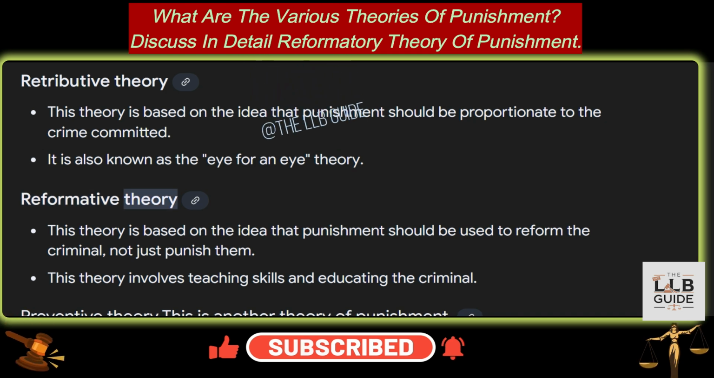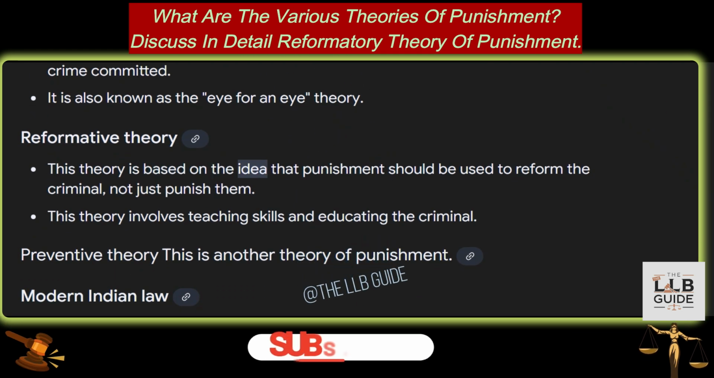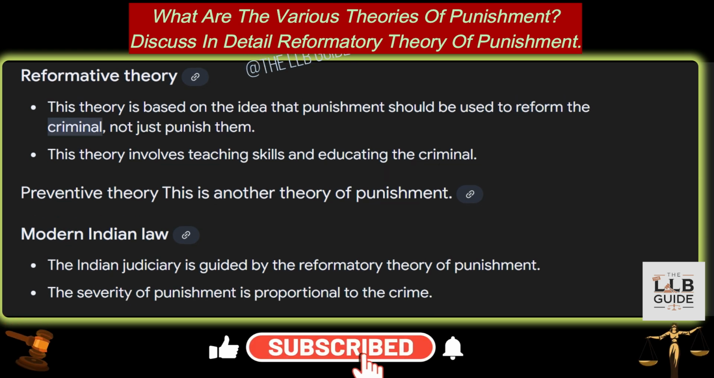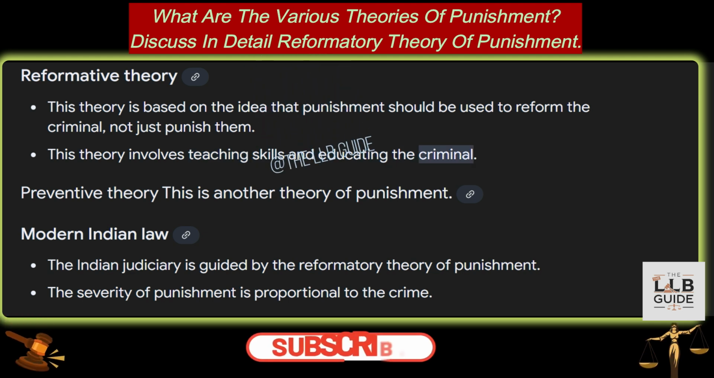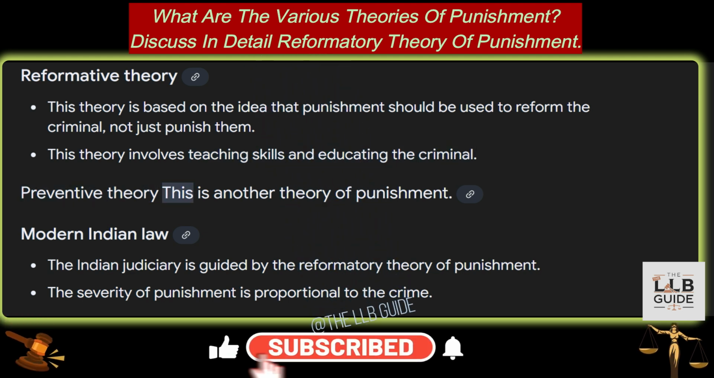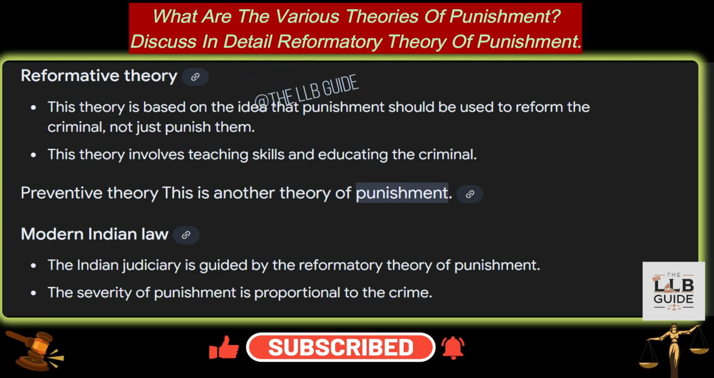Reformative Theory. This theory is based on the idea that punishment should be used to reform the criminal, not just punish them. This theory involves teaching skills and educating the criminal. Preventive Theory. This is another theory of punishment.